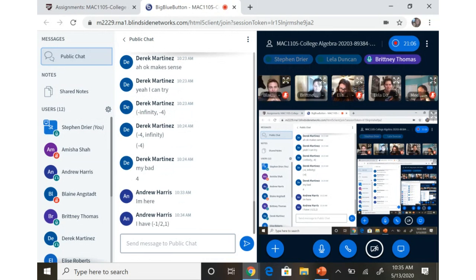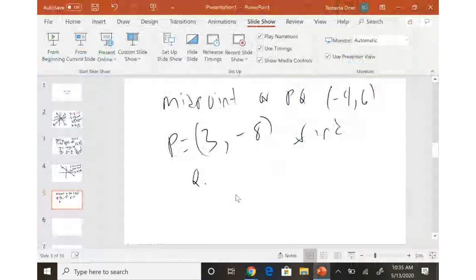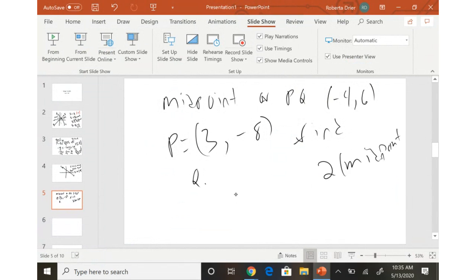All right. Andrew's got an answer. He says it's -1/2 and 1. Let's take a look. If the midpoint is (-4, 6), how do I find the other endpoint? If you remember, I said let's double the midpoint. So it's 2 times the midpoint, and then subtract off the original point.